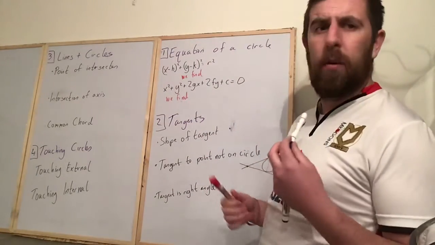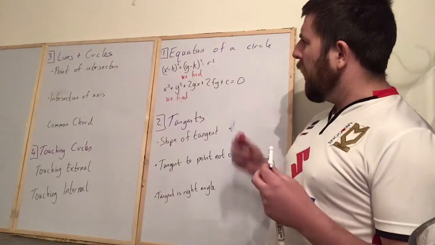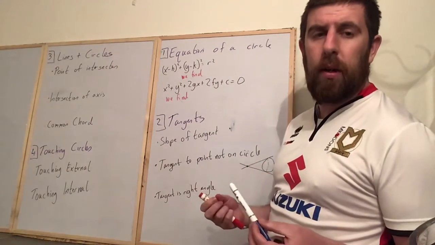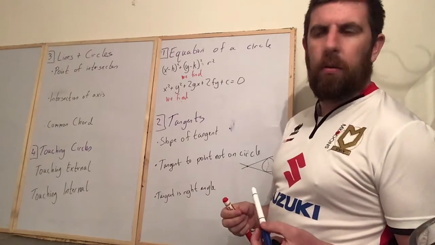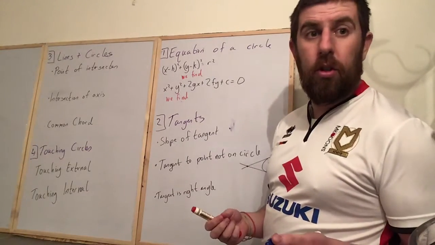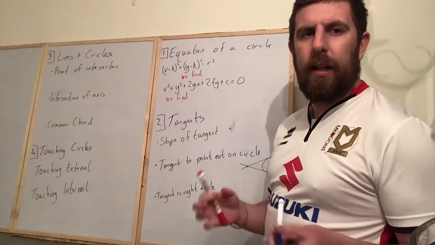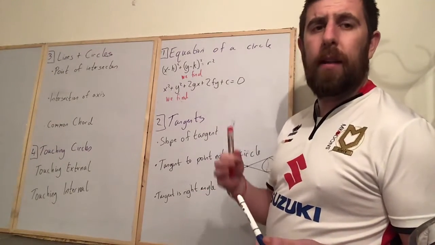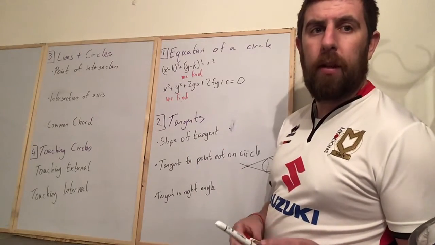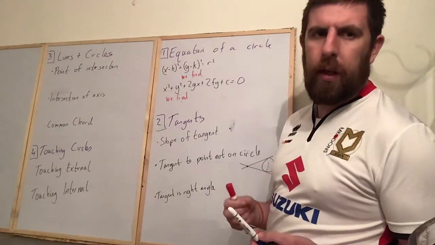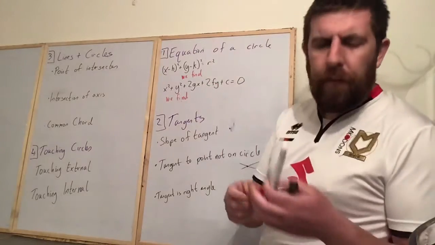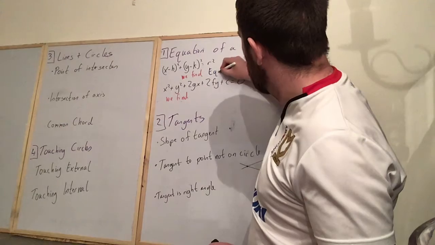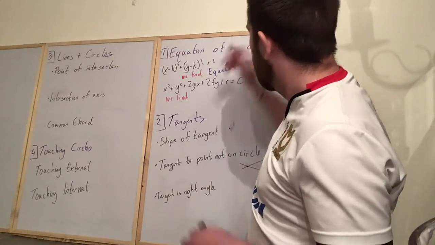The two formulas you would have had in your log tables are (x minus h) squared plus (y minus k) squared equals r squared, and the second one is x squared plus y squared equals 2gx plus 2fy plus c equals 0. So what's the difference, and what do we need to find when we apply these particular equations? The first one is if we need to find the equation of a circle, we use the first formula.